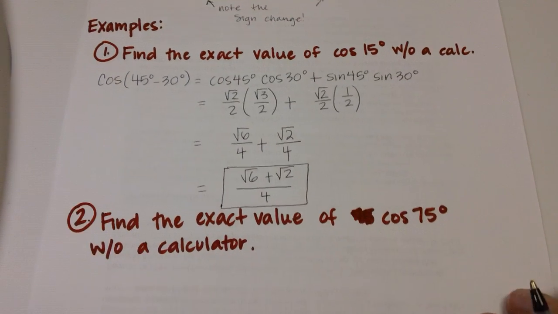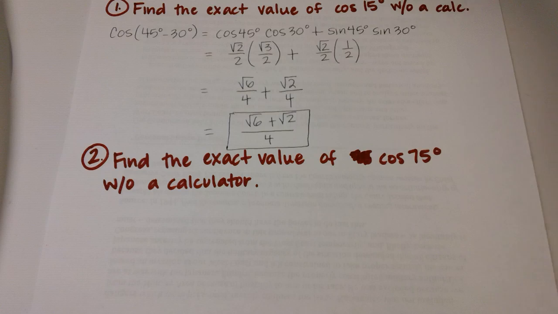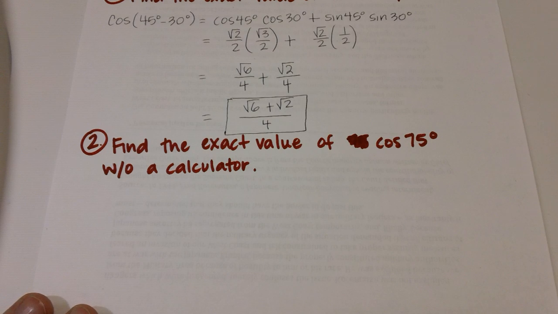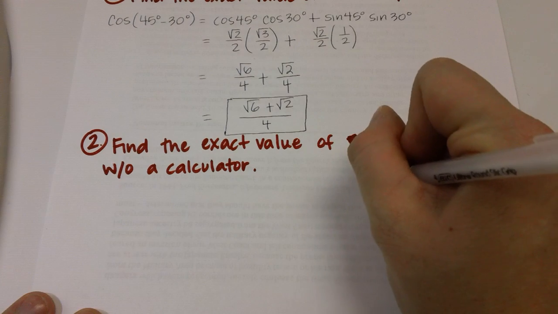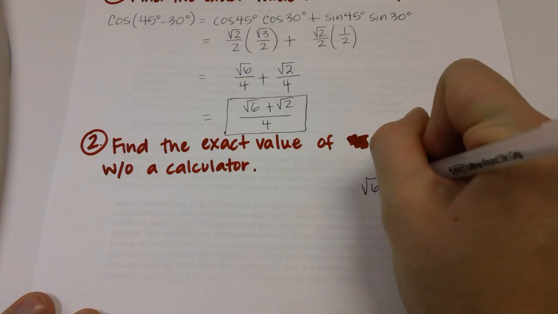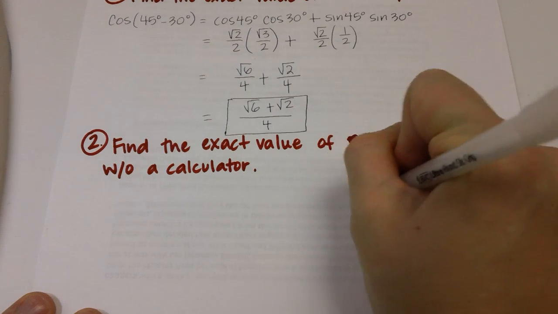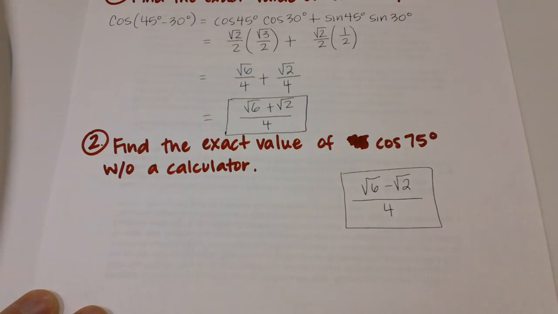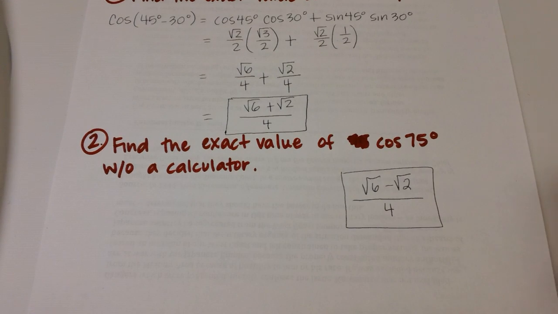In this next example, it's very similar. You are asked to find the exact value of the cosine of 75 degrees. Okay, take a minute and try this problem now by yourself. So go ahead and pause this and try it by yourself. When you complete the problem, you should get your answer to be the square root of 6 minus the square root of 2 all over 4. This should be your answer. Be sure to try this problem by yourself first.